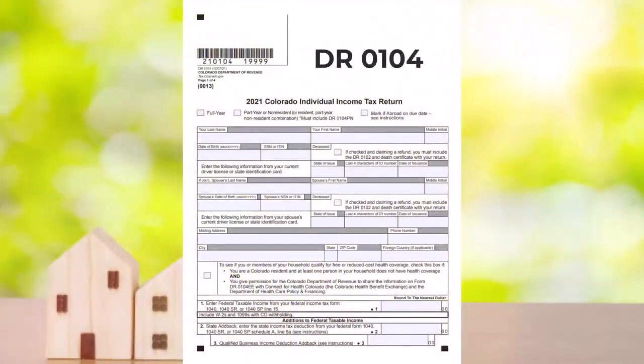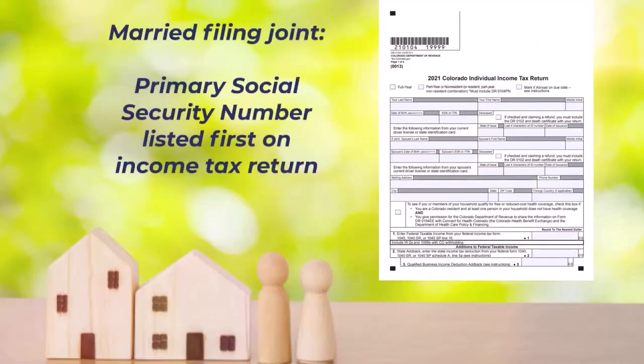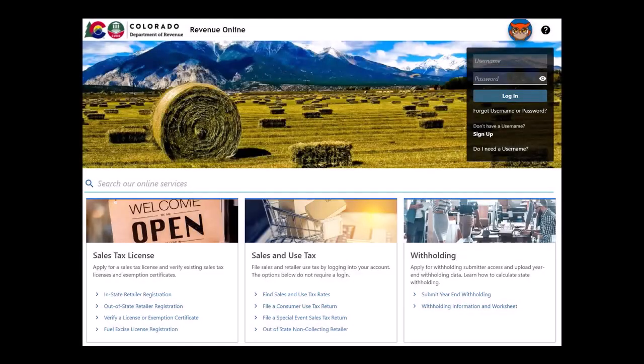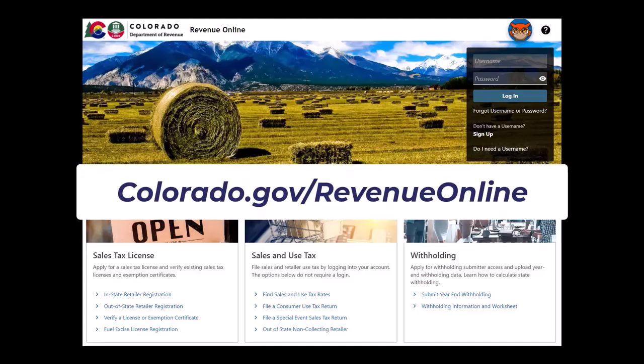Estimated tax payments are claimed when you file your Colorado Individual Income Tax Return, DR0104. For a couple using the filing status married filing jointly, the payments should be made under the primary filer's Social Security number. The primary filer is the spouse that is listed first on their income tax return. You can see a record of your estimated tax payments in the primary filer's Revenue Online portal. You can visit Revenue Online at Tax.Colorado.gov/RevenueOnline.